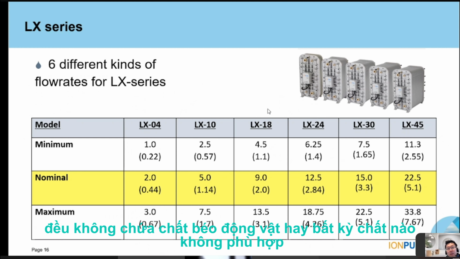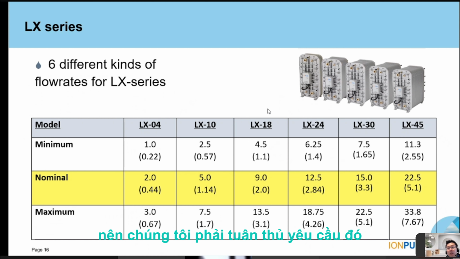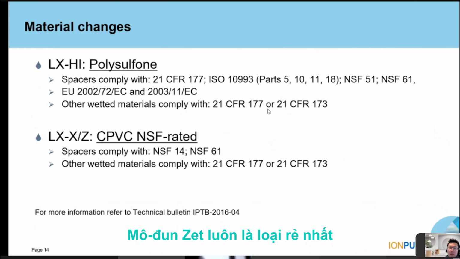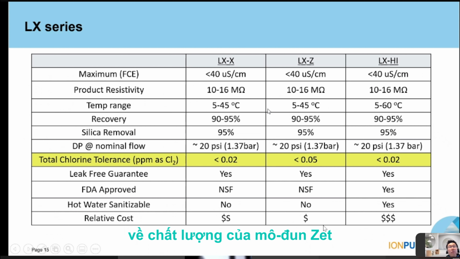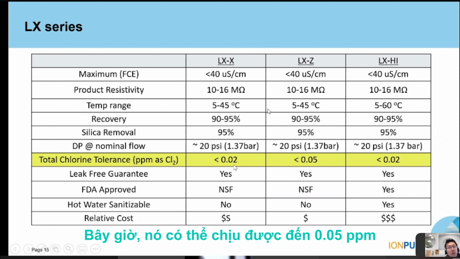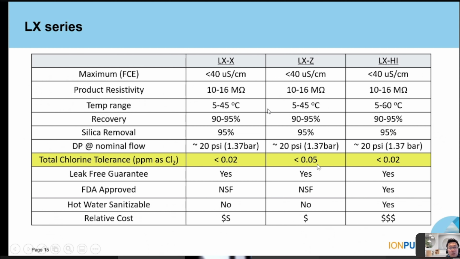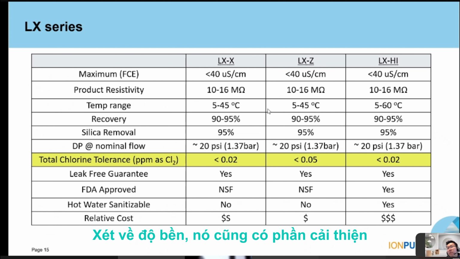That is because the user itself is Muslim. They require all of their products to be free from animal fat and so on. But if you don't need that, you go for the cheapest one, and the Z module is always the cheapest. We also have a bit of an improvement for the Z modules, a chlorine improvement. Instead of 0.02 ppm of chlorine, it can handle up to 0.05 ppm. So it's slightly better in that sense.